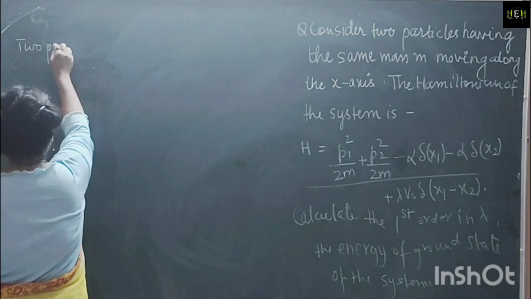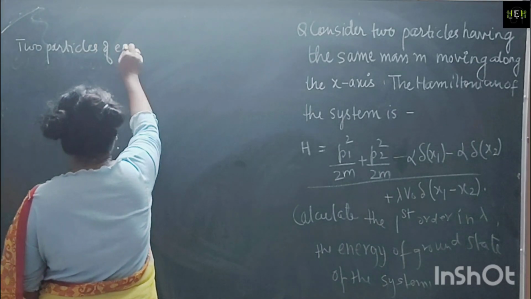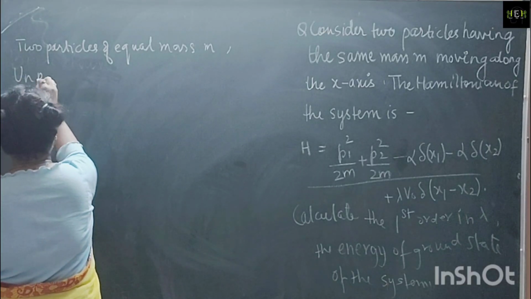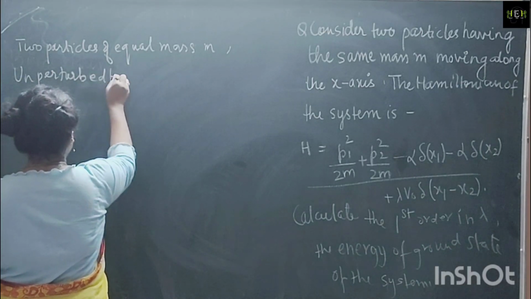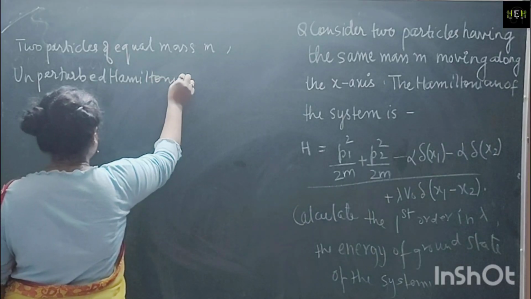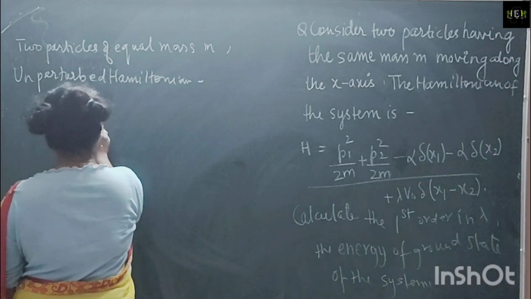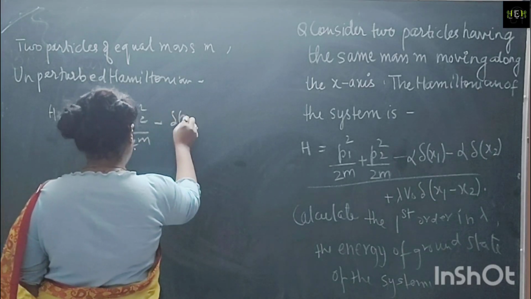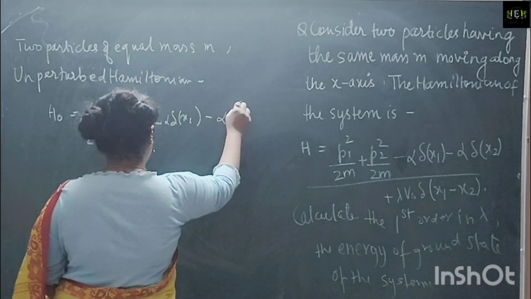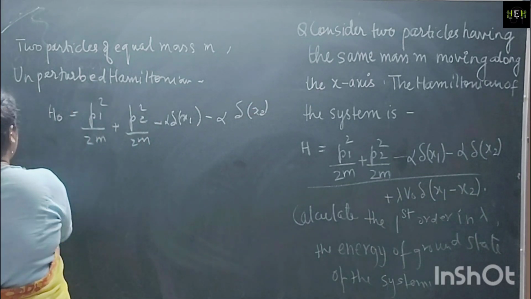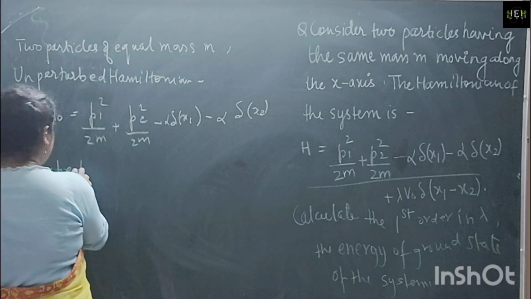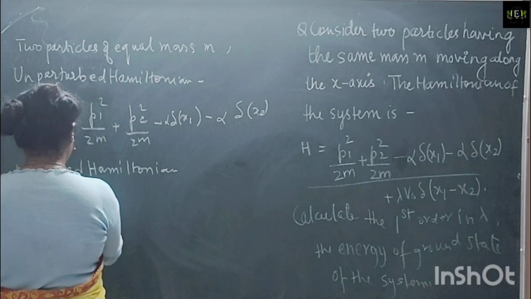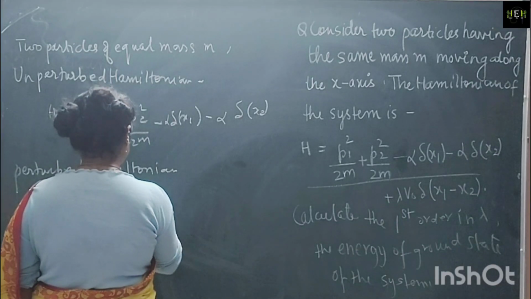2 particles of equal mass m. Then the unperturbed Hamiltonian will be what? It will be your H naught, and this H naught is equal to P1 square by 2m plus P2 square by 2m minus alpha delta of x1 minus alpha delta of x2. Right? This is your unperturbed Hamiltonian. But the perturbed Hamiltonian will be what? It will be your H dash, and this is equal to lambda V naught delta of x1 minus x2.